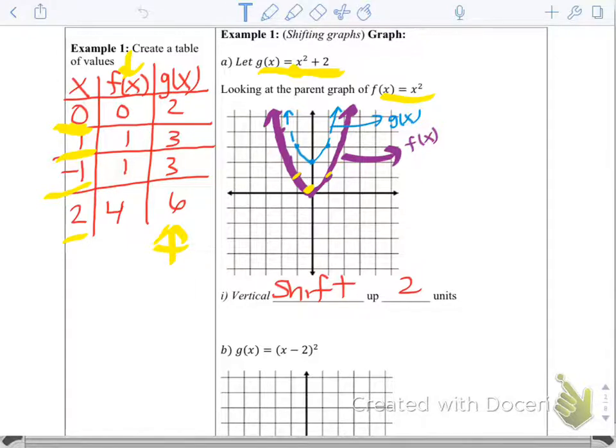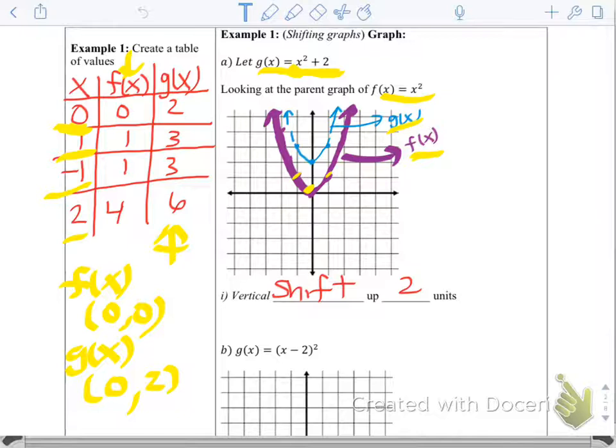And so we have those points. Hopefully you understand. On f of x, we have the point (0, 0). But on g of x, when x is 0, g of x is 2. I hope you know the difference. I condensed the table for space, but I hope you recognize the difference. When we first draw the parent graph and then draw our new graph, we see that it's a vertical shift up 2 units. We just took our parent graph and shifted it up 2 units.